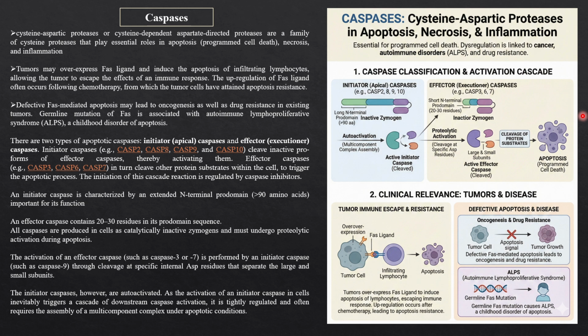Clinically, the dysregulation of the caspases contributes to disease, and tumor cells may evade immune destruction by overexpressing the FAS ligand and inducing apoptosis in attacking lymphocytes. Conversely, defective apoptosis signaling promotes tumor growth and drug resistance. Mutations in the apoptotic pathway, such as FAS mutations, can also lead to disorders like autoimmune lymphoproliferative syndrome, also called ALPS.